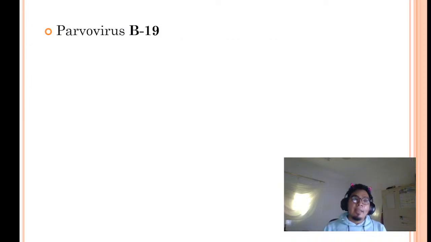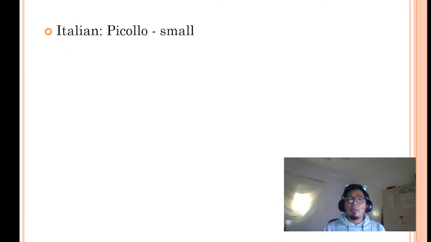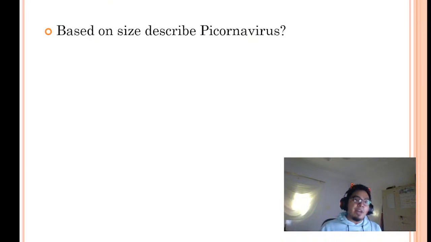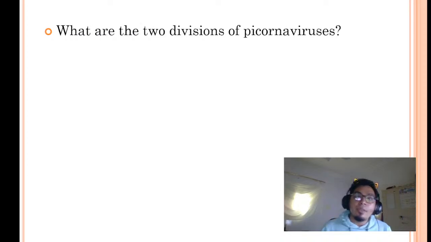All right, not to be confused with your parvovirus. So picornavirus is the smallest RNA virus. The smallest overall virus is the parvovirus. All right. So the two divisions of picornaviruses, we have rhinoviruses and the enteroviruses.